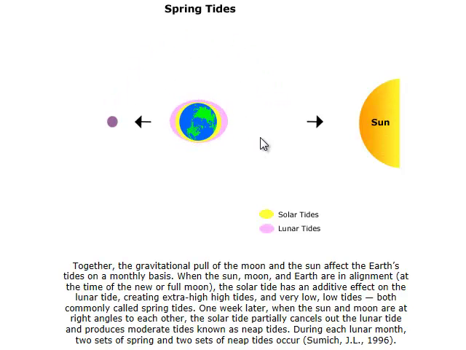So when we get to that right angle, so here they're parallel, and then we're at 90 degrees or perpendicular, parallel, 90 degrees again. So that 90-degree side, we get this somewhat of a cancellation of these tides, which is why things get to be lower in those locations. So during each lunar month, we get 2 sets of spring and 2 sets of neap tides.